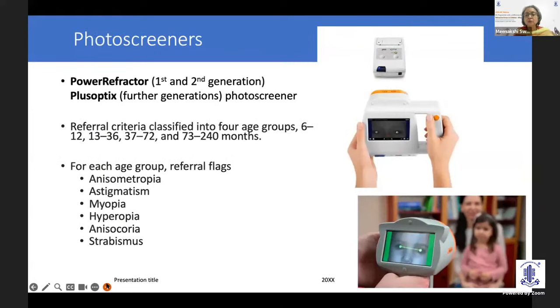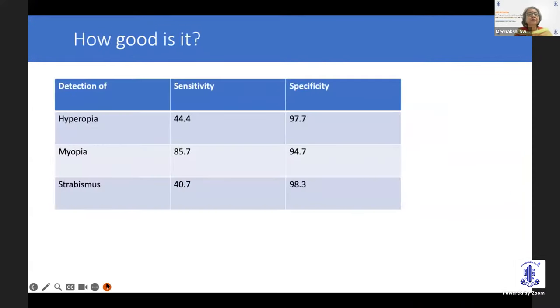We have other more easily handleable ones like the power refractor, the plus optics. And again, the referral criteria is classified according to the age group. Again, going back, remember the referral flags. These can pick up anisometropia, astigmatism, myopia, hyperopia, and anisocoria, strabismus. All these can be flagged and referred.